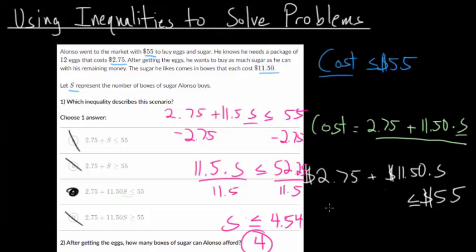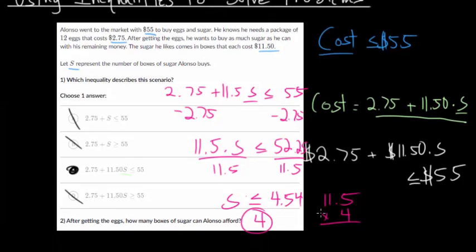But you can double check your work here. Just take your 11.50, multiply it by 4, and let's see what you'd get. You'd get 23 if you double it, so doubling it twice gives you 46. And then plus the 2.75, we want to add to that. And so that gets you to 48.75.